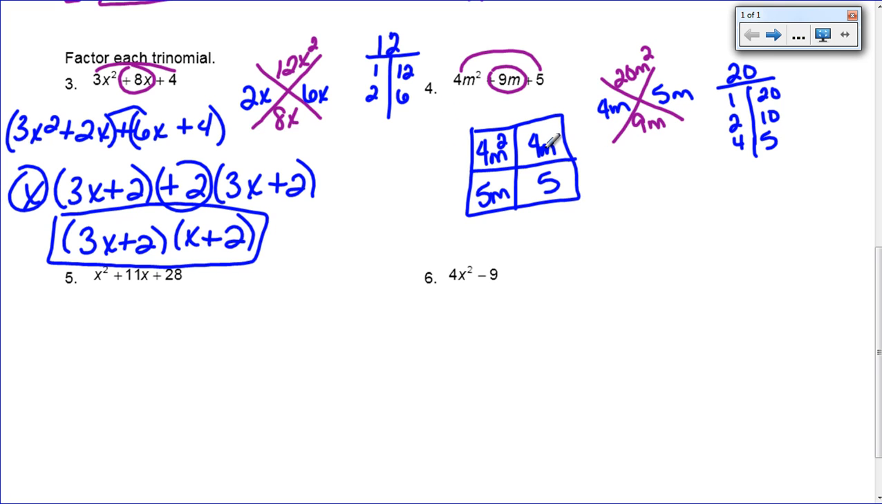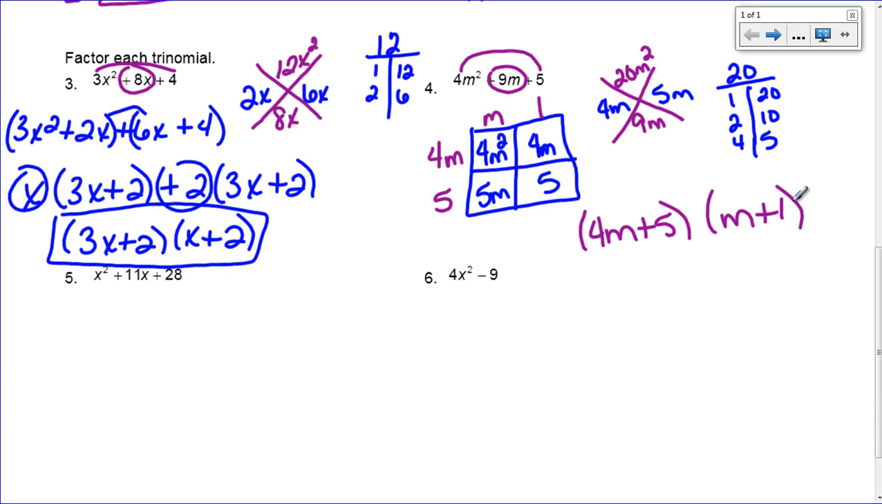I have 4m squared and 4m. The greatest common factor between those is a 4 and an m. For 5m and 5, the greatest common factor is a 5. For 4m squared and 5m, the only thing they have in common is an m. For 4m and 5, the only thing they have in common is a 1. So here are my two factors: one is 4m plus 5, the other is m plus 1. That is your solution. I used the box, so we started inside and worked out.